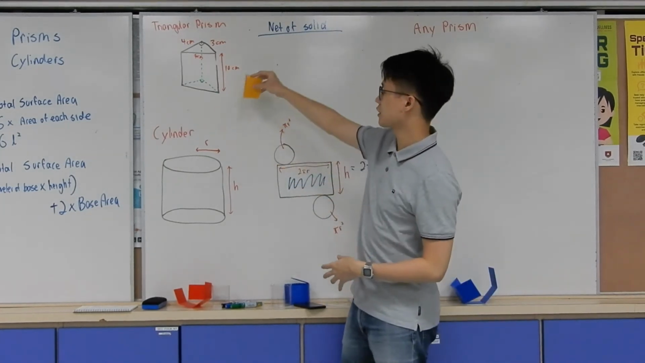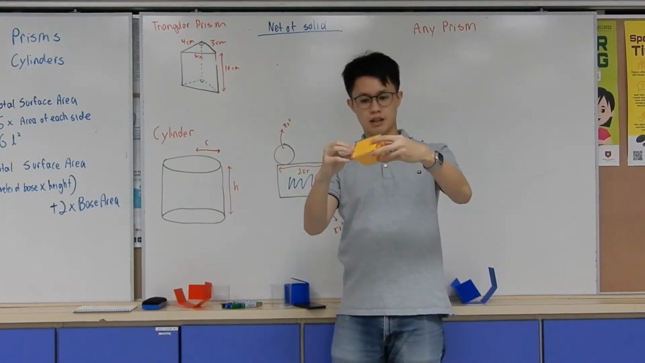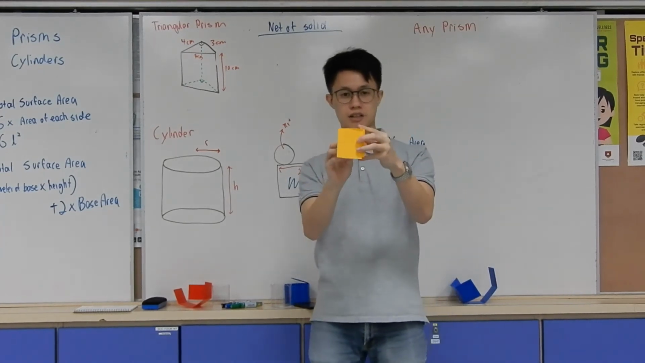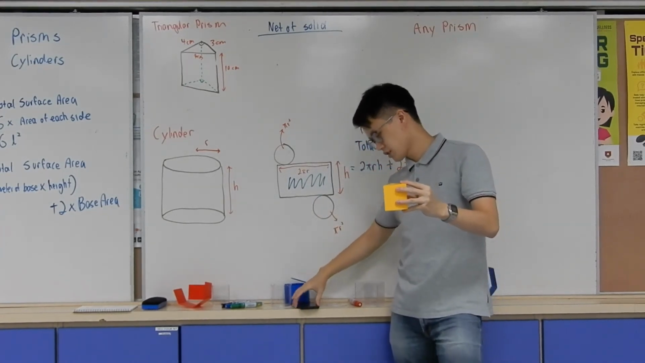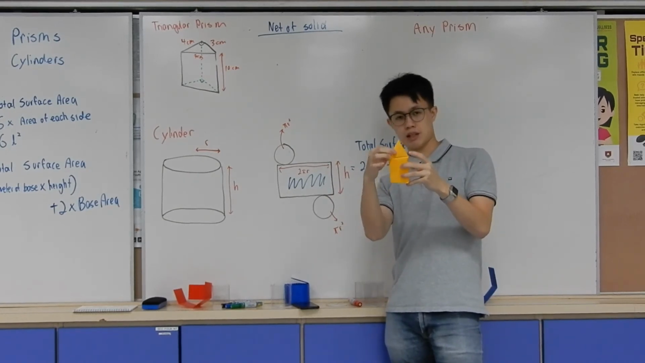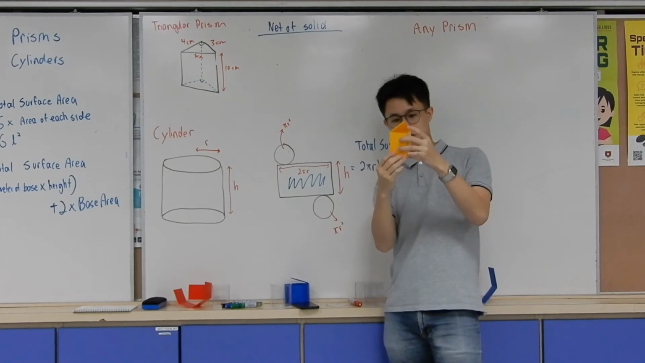So what if I have a different kind of prism? For example, the triangular prism just like that. I'm going to pluck it out first and show you the net figure. This is the triangular prism. With this triangular prism, what I'm going to do is let my triangle be my base area.